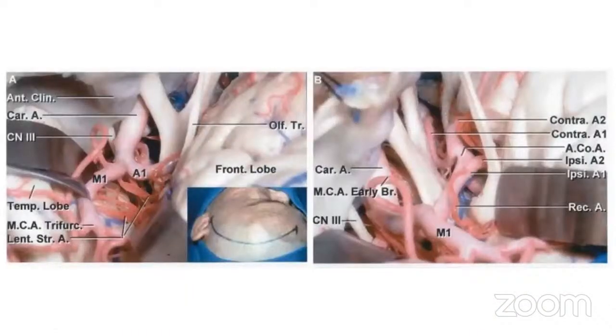So further going on, this is the trans-sylvian dissection. Here you can visualize the ICA, which is lying above cranial nerve 3. Medially goes the A1, which further goes on to give the lenticulostriate arteries, and going on the lenticulostriate.